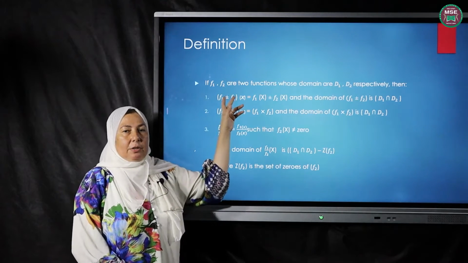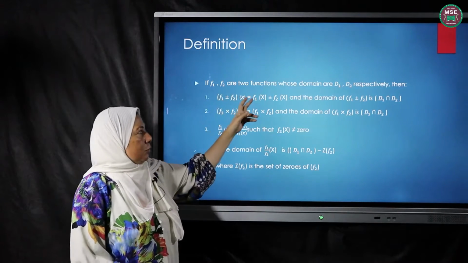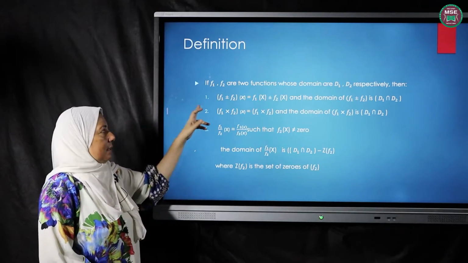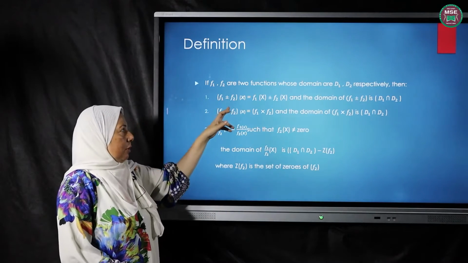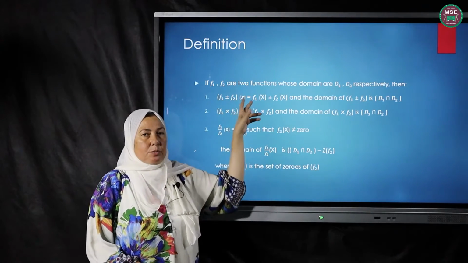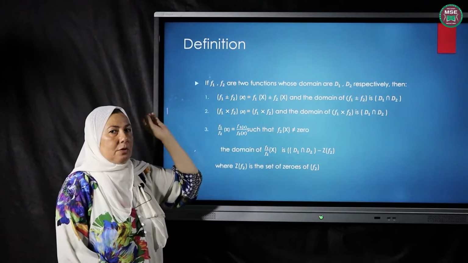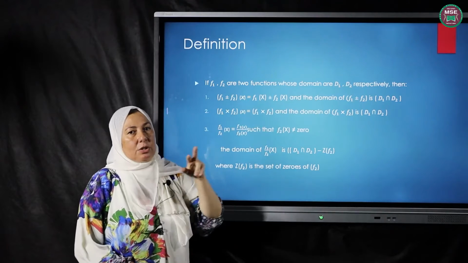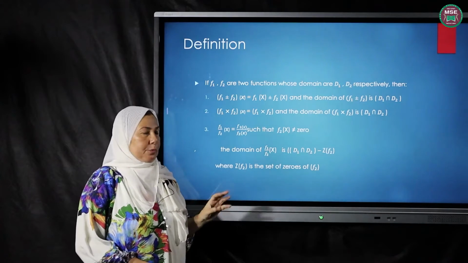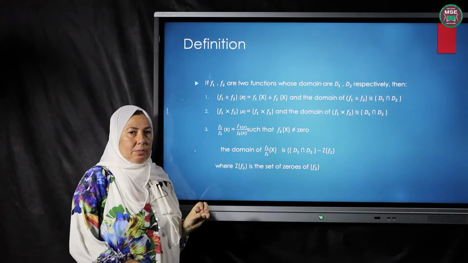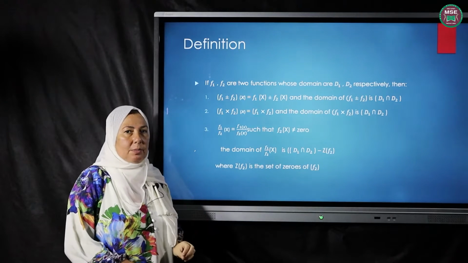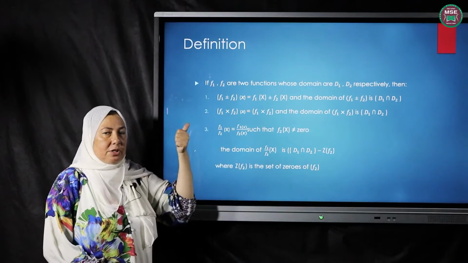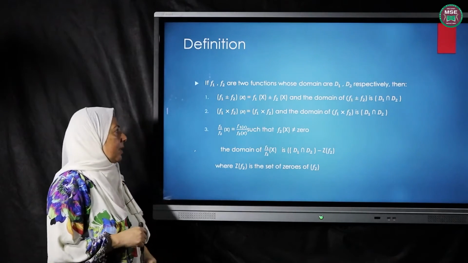If f1 and f2 are two functions whose domains are d1 and d2, then (f1 plus or minus f2) of x equals f1 of x plus or minus f2 of x. Then the domain of the sum or difference of the two functions is d1 intersection d2. Therefore, the domain of any two functions combined by plus, minus, or times equals the intersection of the two domains: the domain of the first intersection the domain of the second.